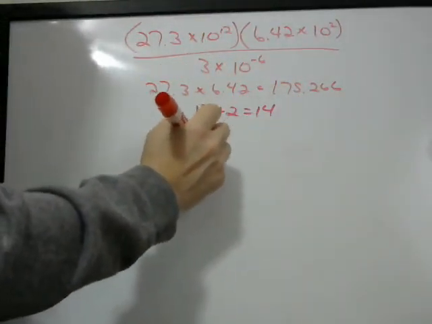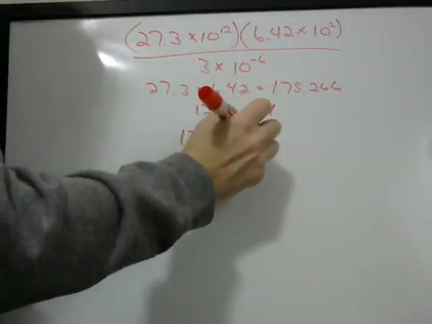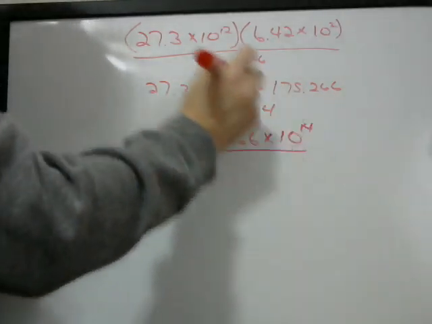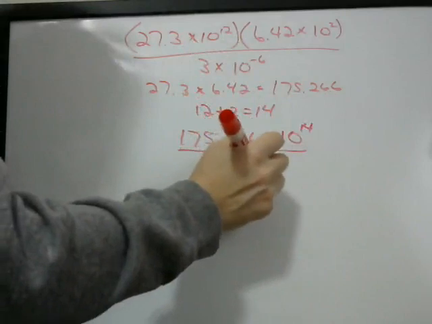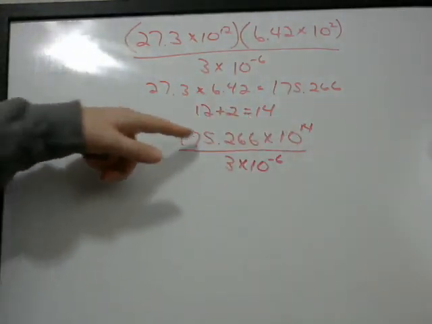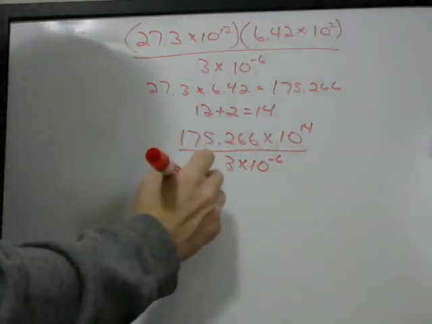So we end up with 175.266 times 10 to the 14th divided by 3 times 10 to the negative 6th. So again, we just do the division.